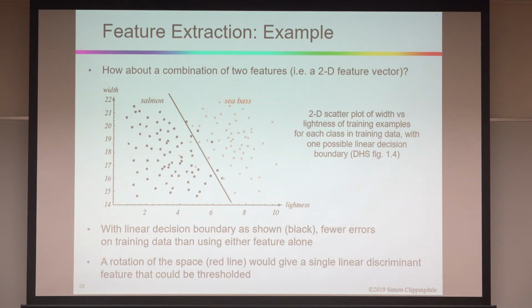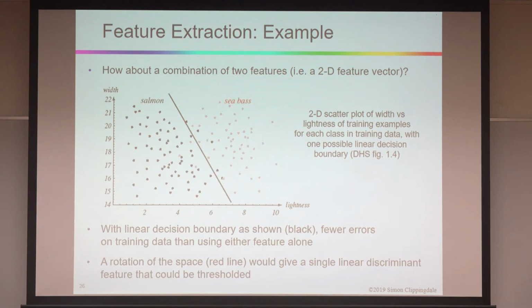How about if you use both of these features together? So here's a two-dimensional feature space now, and instead of just using lightness, i.e. drawing a vertical threshold, or just using the width here, drawing a horizontal threshold, you can draw this linear threshold at any angle that you like. And if you put it there, this minimizes the error, and you get fewer errors on your training data than using either of these axes features alone.